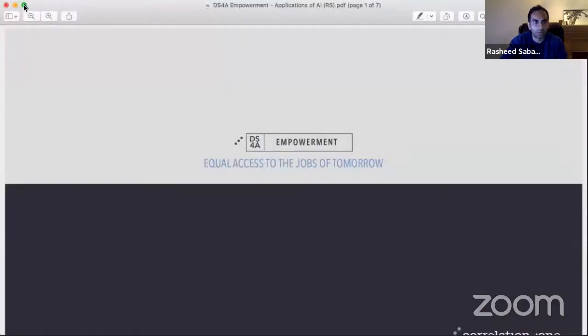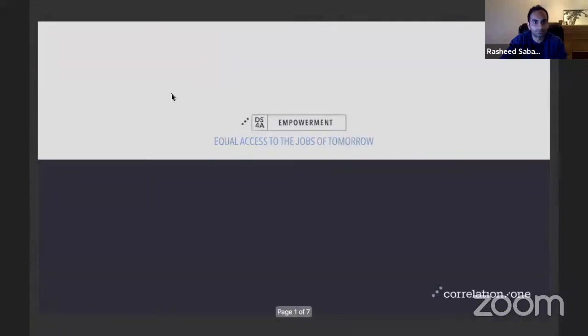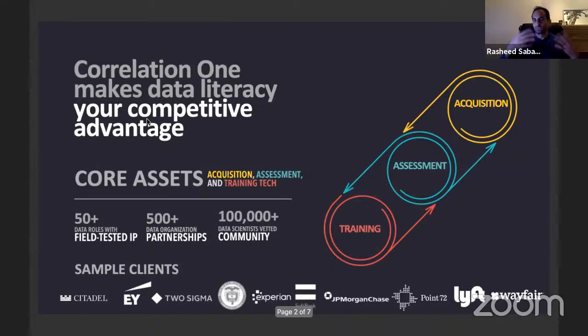So let me share a deck that we have prepared here. And let me full screen this. Okay. So first of all, who is Correlation One? Correlation One is a company that my business partner, Sham, and I founded about 5 years ago. And we founded it with a very simple worldview. And that's that we believe AI and data science will prove to be one of the biggest megatrends in history.